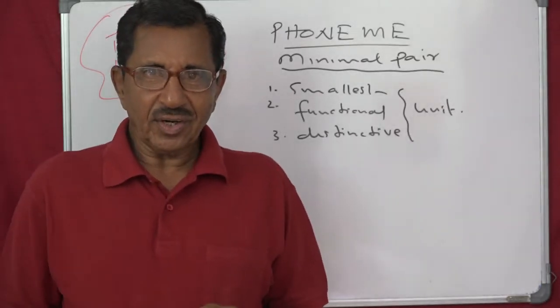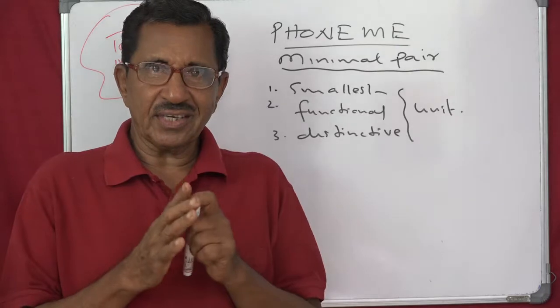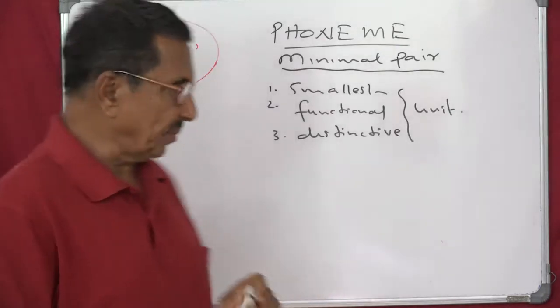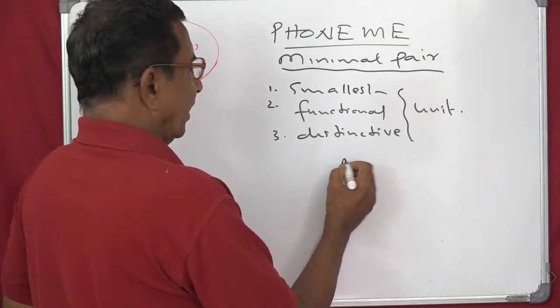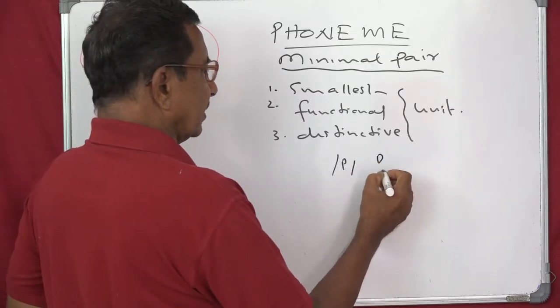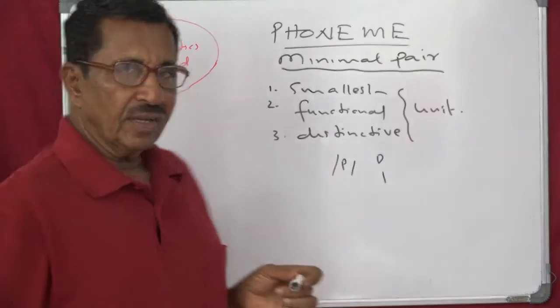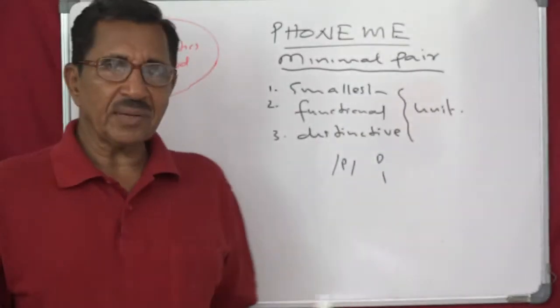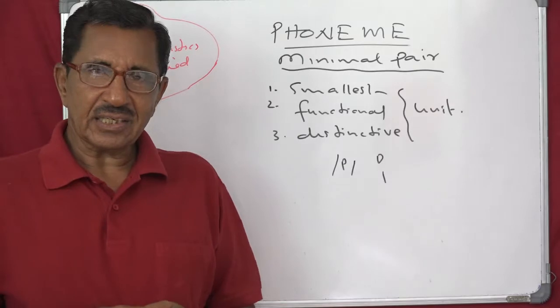So smallest means you cannot further divide it. For example, per, you cannot divide it further. If you divide, you will get something like this. So just no, otherwise also no shape at all. So that is the test for smallest.